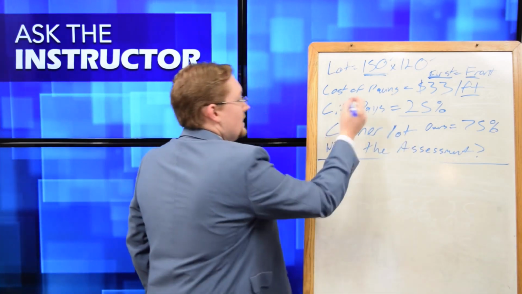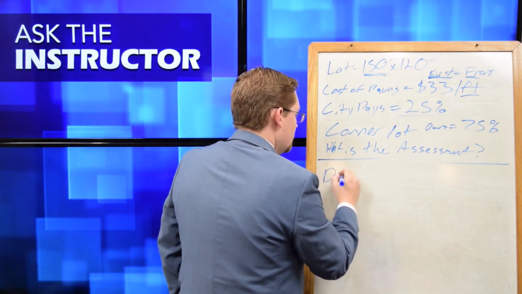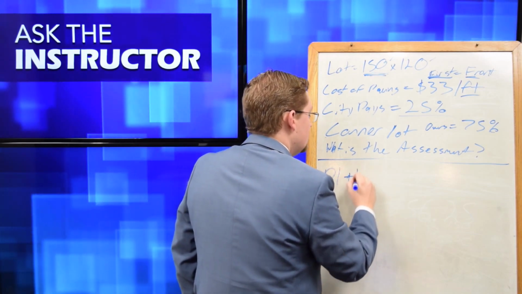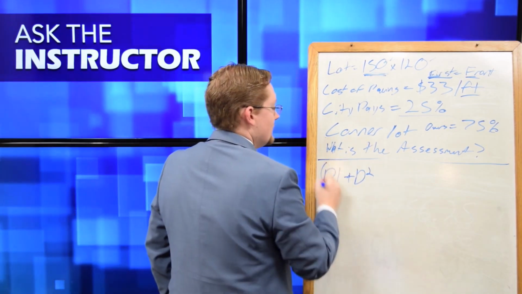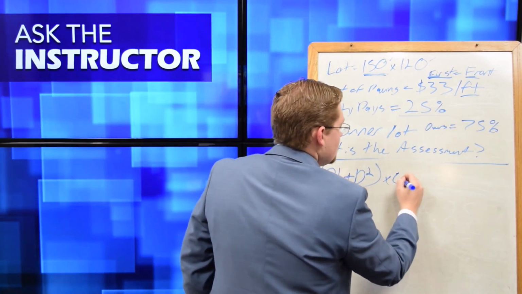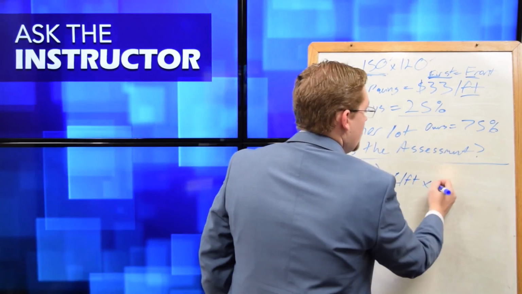So what we have to do with this one, the corner lot, what's going to be different is dimension 1, we'll call it D1, plus D2, the 2 dimensions. We're going to multiply that by the cost per foot. We're going to multiply that by the owner share.